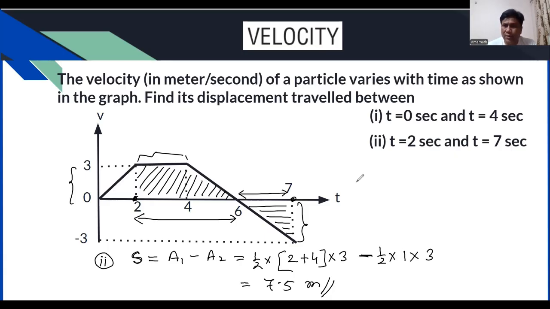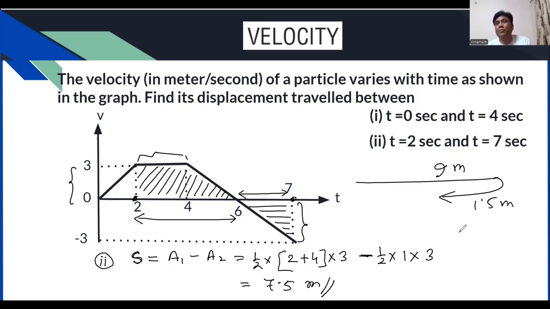Because they are going 9 rightward, then coming back 1.5, okay? 9 meter forward, 1.5 meter backward, okay? So displacement is this much, which is 7.5. But distance is this much, here to here. So it will be equal to, I think, 10.5, okay? Excellent.